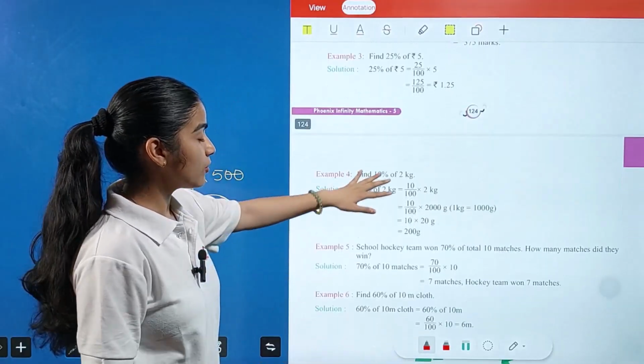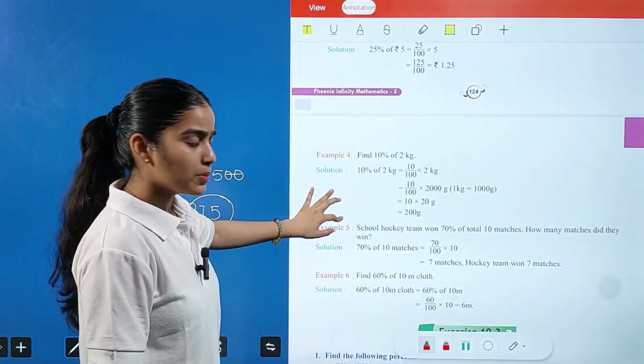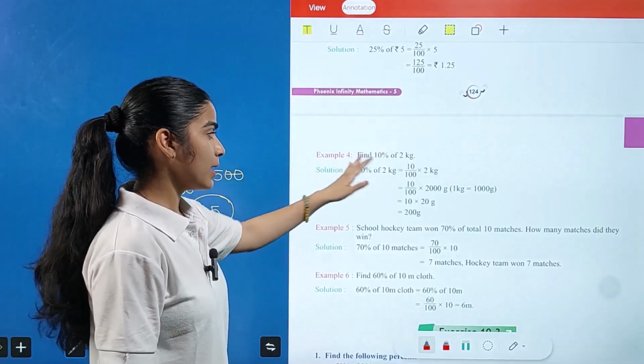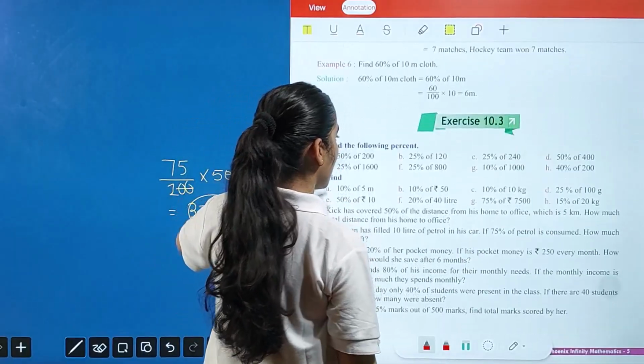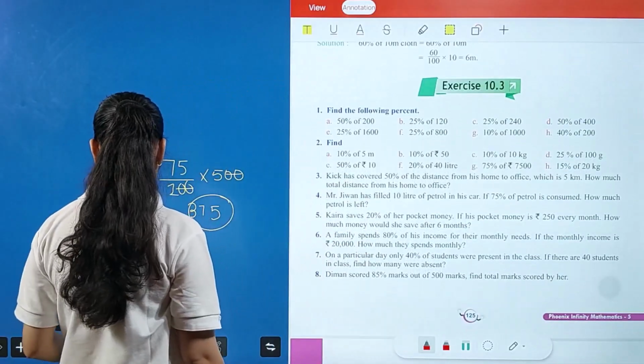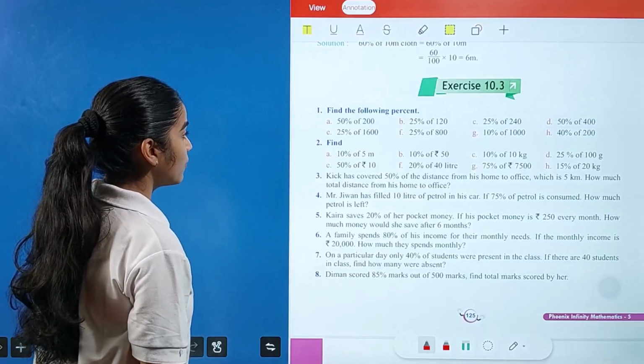Now 10% of 2 kg. So you can simply find 10% of 2 kg by solving it. 10 by 100 multiplied by 2. So this is your 0.2 kg. Now we have our exercise 10.3. So question number 1, find the following percent.